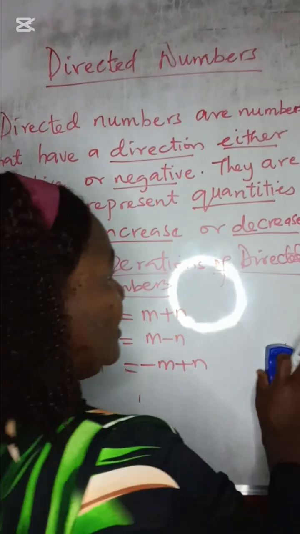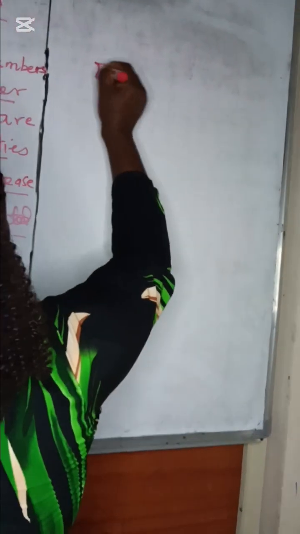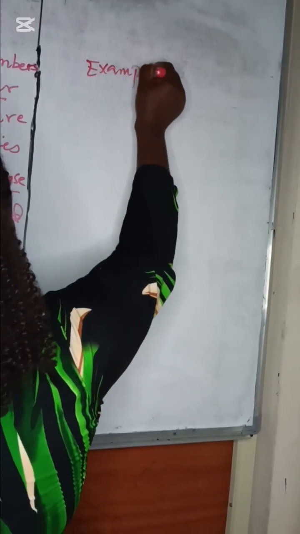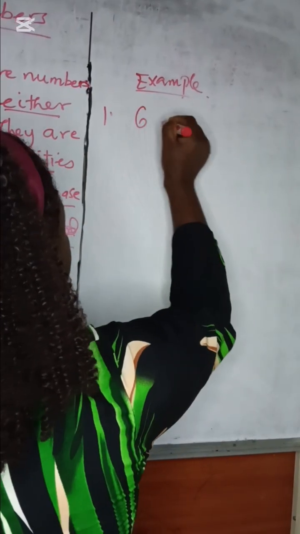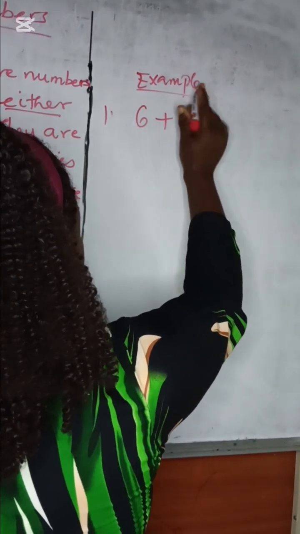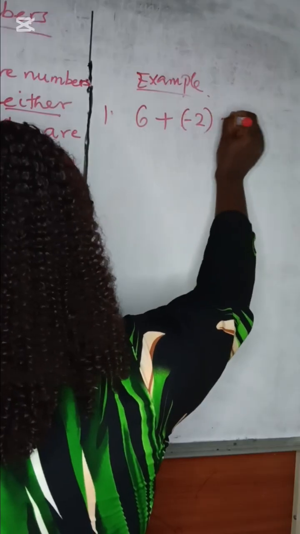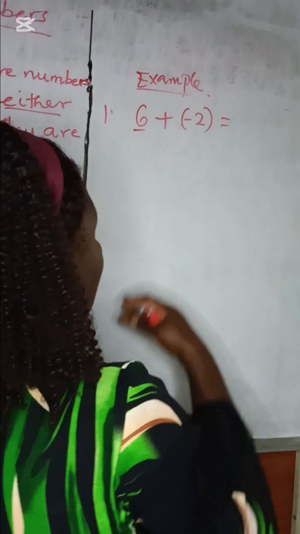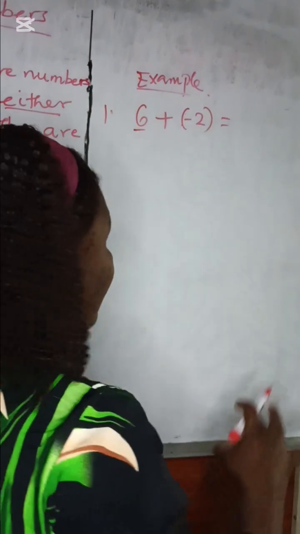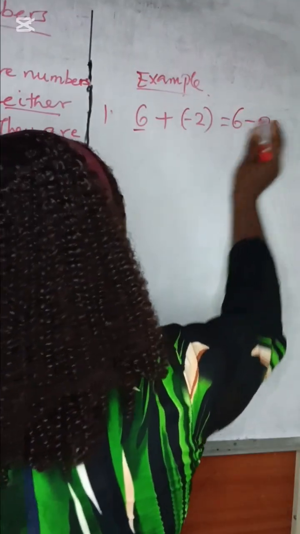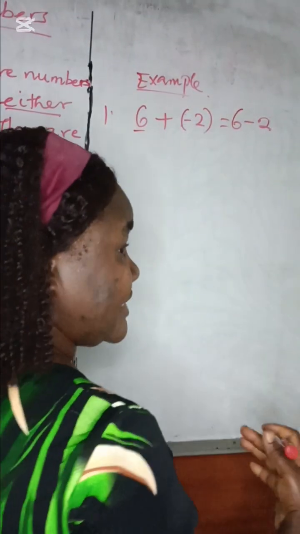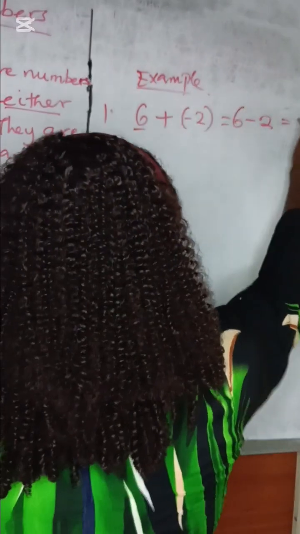Example. Let's solve an example. Example 1: 6 plus minus 2. In this case, we have 6, which is a bigger number, and minus 2, which is a smaller number. So 6 plus minus 2 implies 6 minus 2, because they are of different signs. So we subtract. This gives us 4.